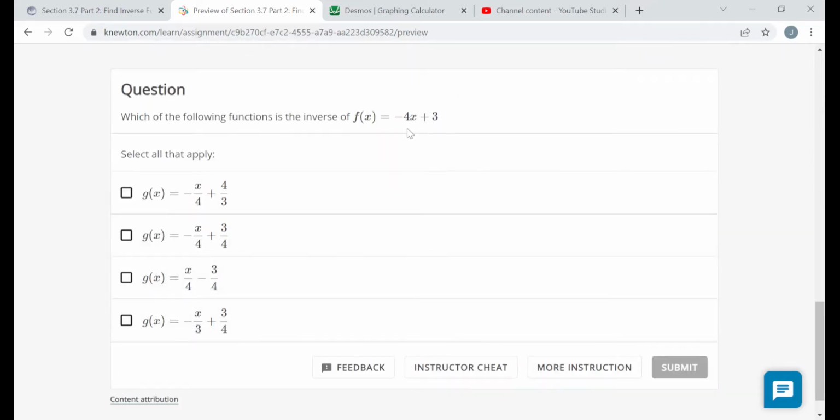All right, and then this one here, this is very simple. So I would switch the f of x becomes x, x becomes y, or f inverse, and then solve for the new y. By subtracting 3 and then dividing everything by negative 4, you get negative 1/4 x minus 3/4.